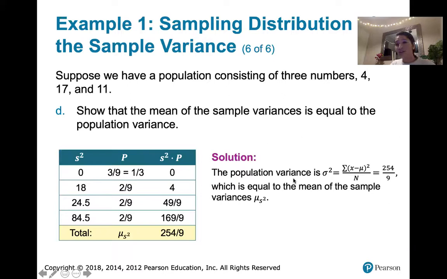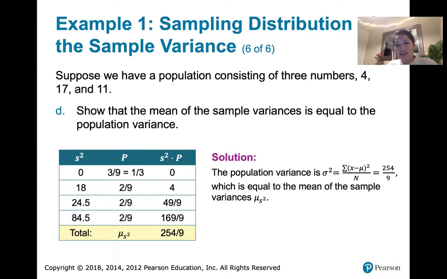Remember that population variance that we calculated at the very beginning? It was also 254/9. So we see that the population variance is equal to the mean of the sample variances, excuse me. So that sample variance is a good estimator of that population variance. We call it an unbiased estimator because the mean of the sample variances is the population variance. And again, remember that's exactly what we want.